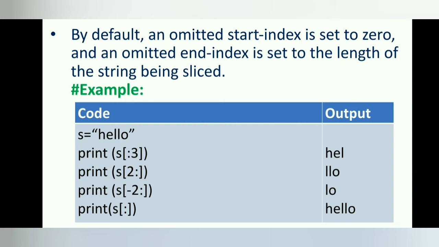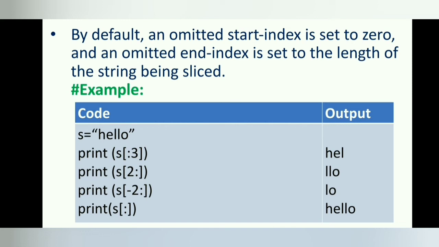Example. In this example, string hello is assigned to the variable s. The first print statement, print s sub colon 3, will display the characters from position 0 to 3. Here the omitted start index is set to 0 and the end index 3 is not included. So it will display the characters from position 0 to 2. Hence the output will be HEL.